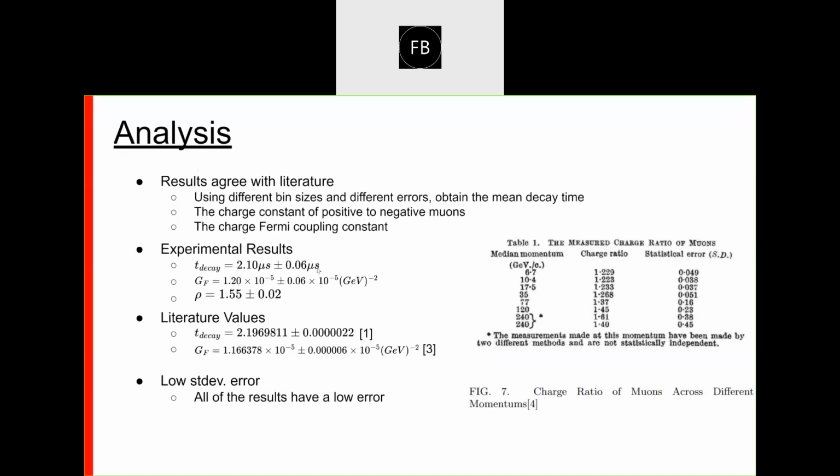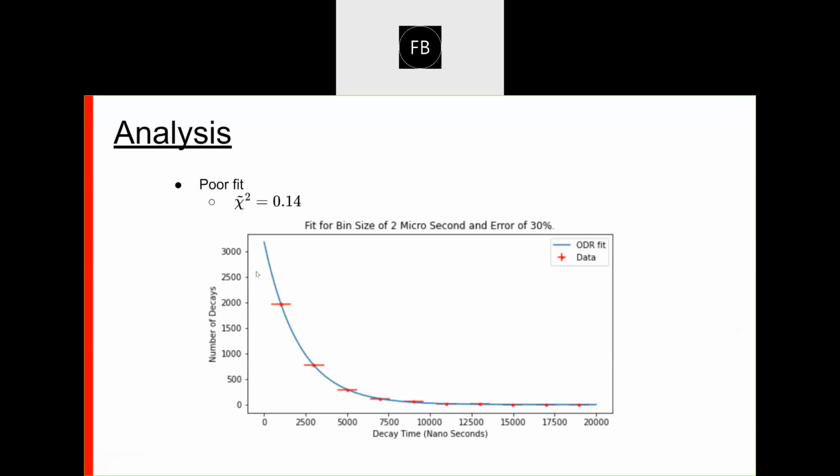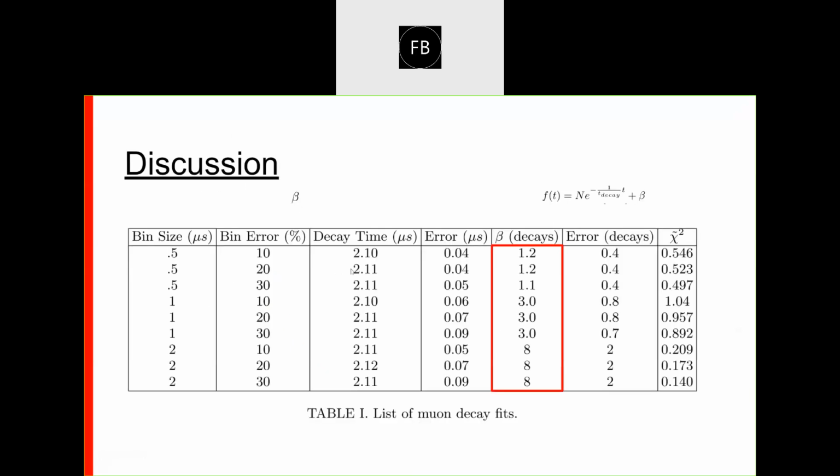So upon analysis, our results agree very well with literature values. Our median momentum was calculated to be somewhere between 120 and 240 giga-electron volts over c, and there were low standard deviation errors upon all of our results. So that was nice. This is an example of a poor fit with a bad chi-square value. Error bars extend really far, so this is an overfit, reduced chi-square value, that is. And then this discusses background radiation. It's systematic, so it's good that we included this term to take out some of the background radiation.